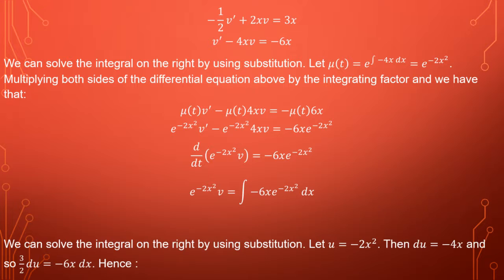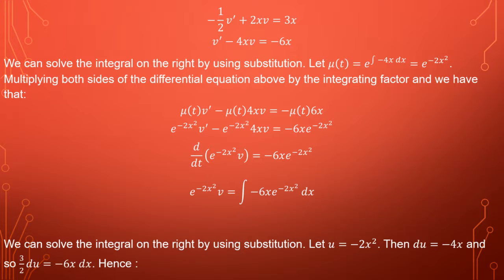We can solve this using an integrating factor. Let mu equal to exponent integrate negative 4x dx. Then we will get exponent negative 2x squared. Multiplying both sides of the differential equation above by the integrating factor, we will get exponent negative 2x squared times v equals integrate negative 6x exponent negative 2x squared dx.